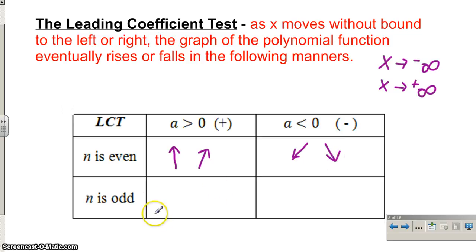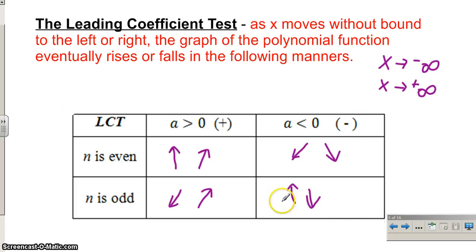If it's odd, something like x cubed, we know we have it going in each direction. It's going to fall in one direction and rise in the other. So if A is positive, then it's going to fall to the left, rise to the right. And if A is negative, it's going to rise to the left, fall to the right.